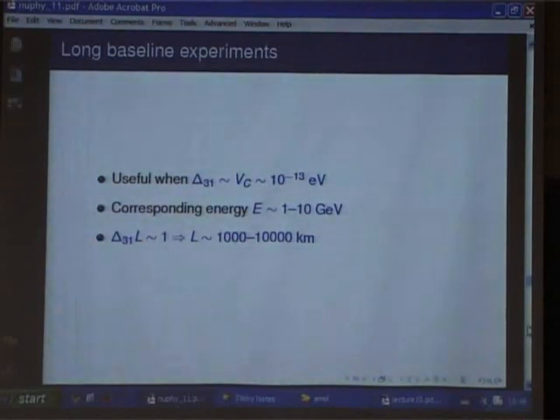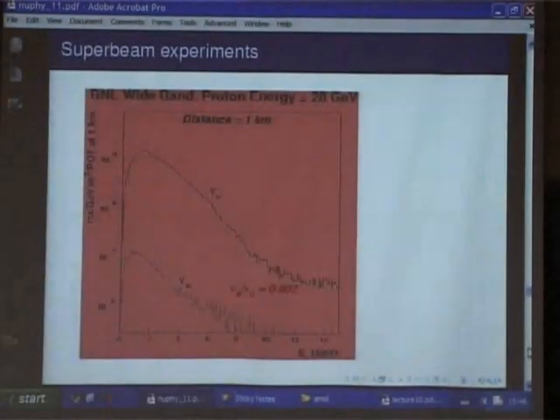So let's look at what kind of long baseline experiments we have in the pipeline. There are mainly three kinds. The first kind is called super beam experiments. What super beam means is a standard conventional beam. So you have a target, you accelerate protons, and hit the target with protons.